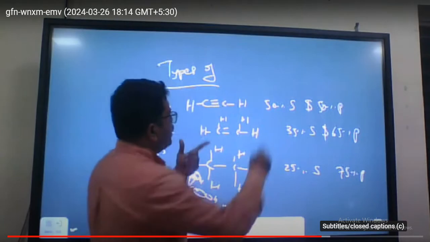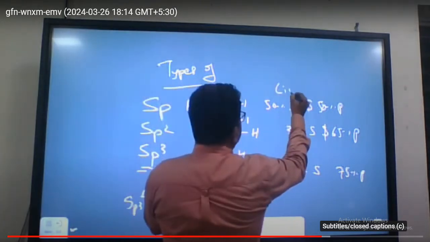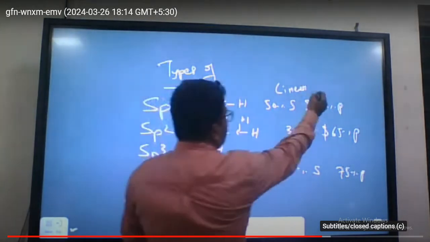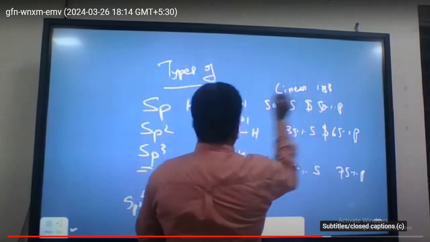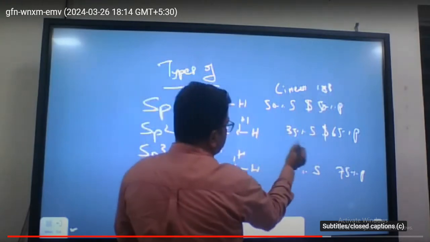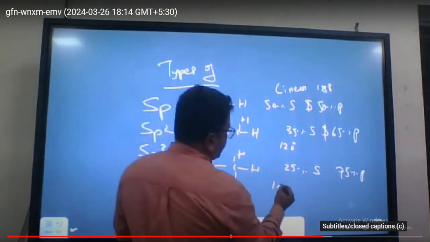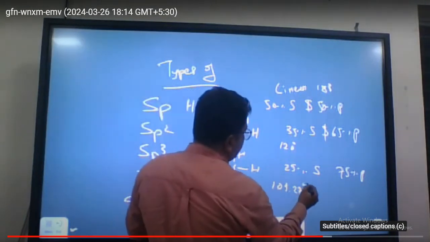What is the shape here? It is linear. This is linear, and the bond angle is 180 degrees. See, 180 degrees. This is trigonal, so the bond angle is 120 degrees. Here the bond angle is 109.27 degrees.